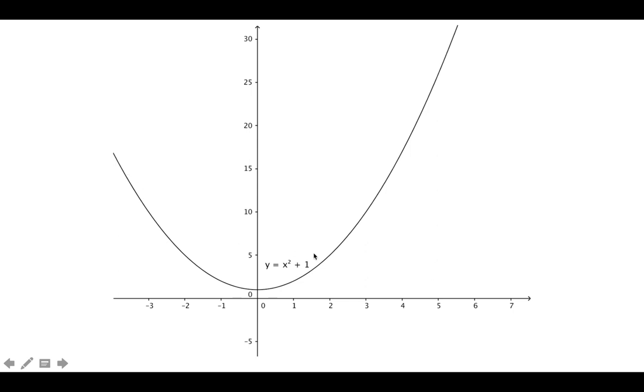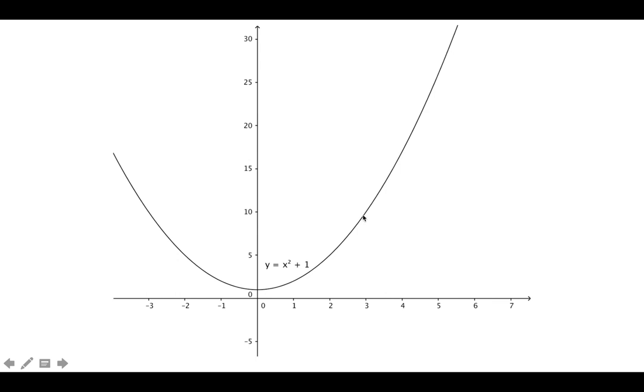Well, here's the graph of y equals x squared plus 1. Just regular x squared shifted up 1. We don't want this whole graph. We want to start here at x equals 3. That would be the point right there, (3, 10). Just plug in x equals 3. 9 plus 1 would be 10.